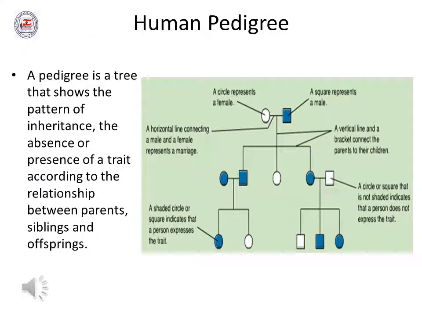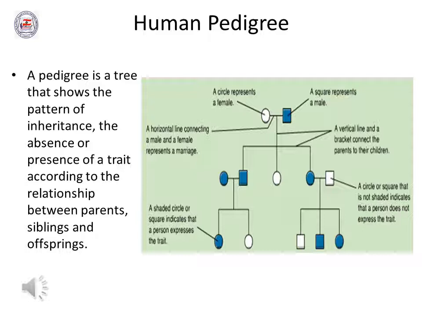What is a human pedigree? A pedigree is a tree that shows the pattern of inheritance, the absence or presence of a trait according to the relationship between parents, siblings, and offspring. Please follow my interpretation of the figure.